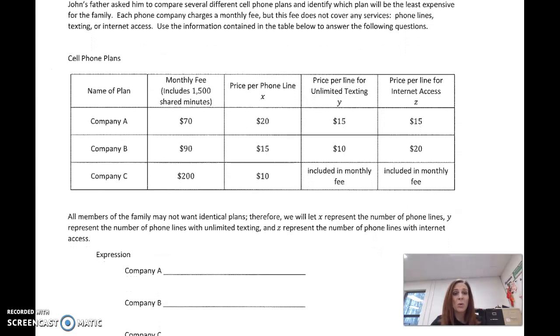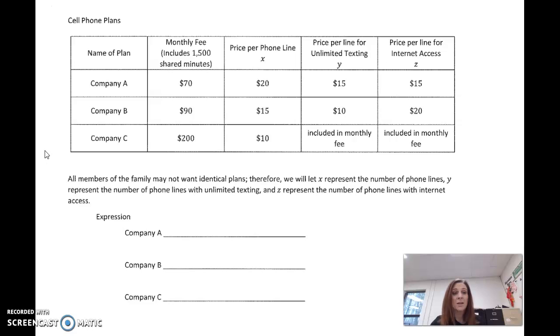Okay, so here's our cell phone plans. We can see that company A, you're going to pay a monthly fee of $70. You're going to pay $20 per phone line. You're going to pay $15 per line for unlimited text and $15 per line for internet access. And then you can see the company B and company C have their requirements.